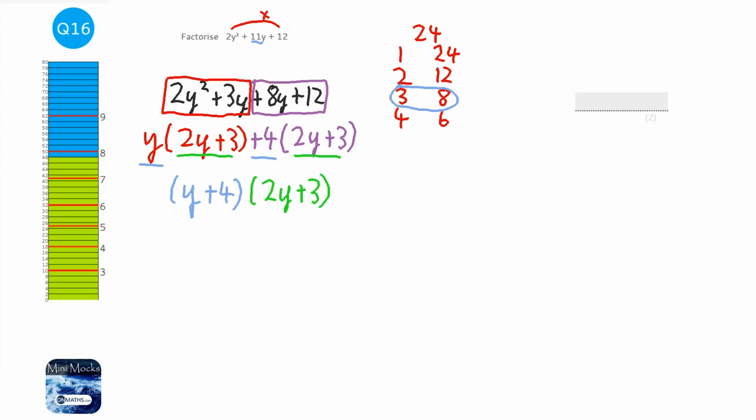So our answer to this question is y plus 4, 2y plus 3, and you can write it in any order. Now there's loads of different methods of doing this. This by far, for me, I've found is the easiest to explain and the easiest to do. But if you have a different method, some people do trial and improvement, just keep trying different numbers. It depends on how easy the quadratic is. When you have the coefficient of the x squared being a non-prime number, that can get quite complicated quite quickly.